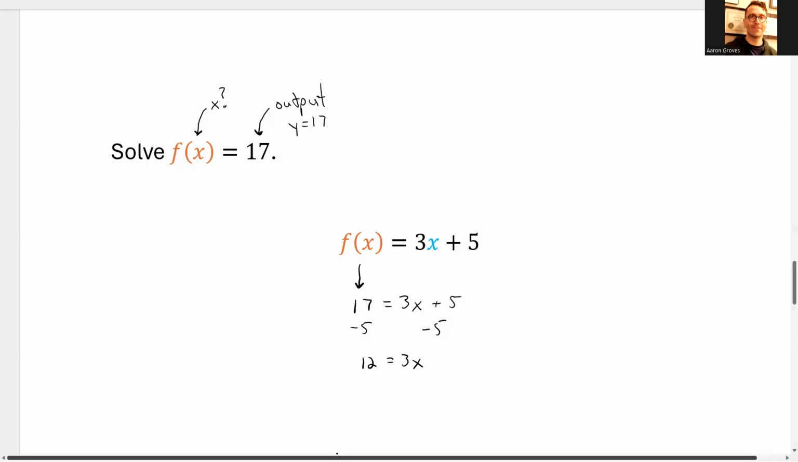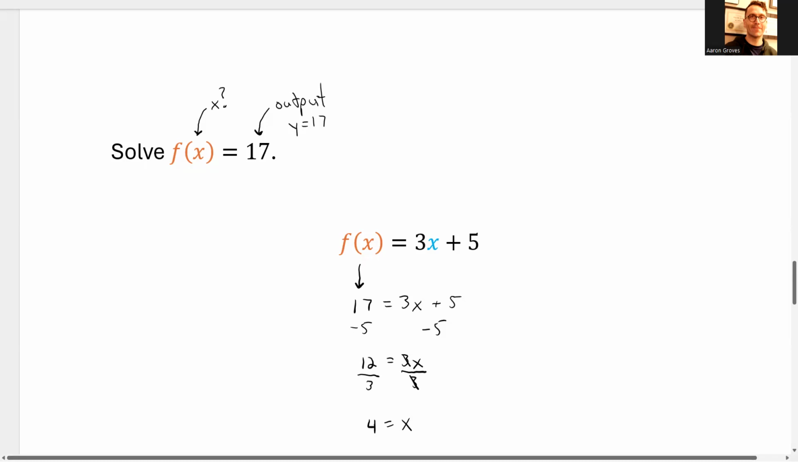I want to know what x is equal to, so I need to undo that multiplication of 3 by dividing by 3. When I divide by 3 on both sides, on the left, I get 4. And on the right-hand side, we say that those 3's cancel, but what we actually mean is that 3 over 3, that's equal to 1. And 1 times x is just equal to x.